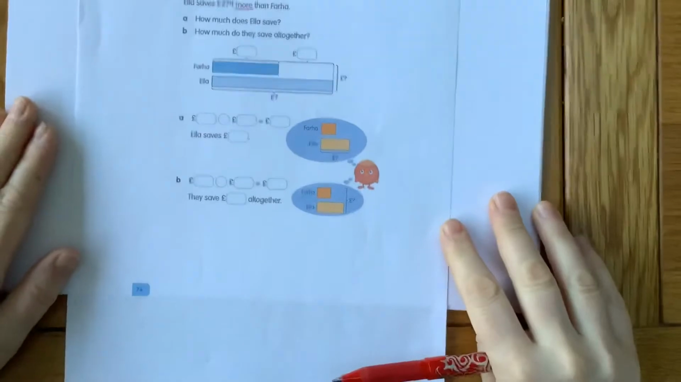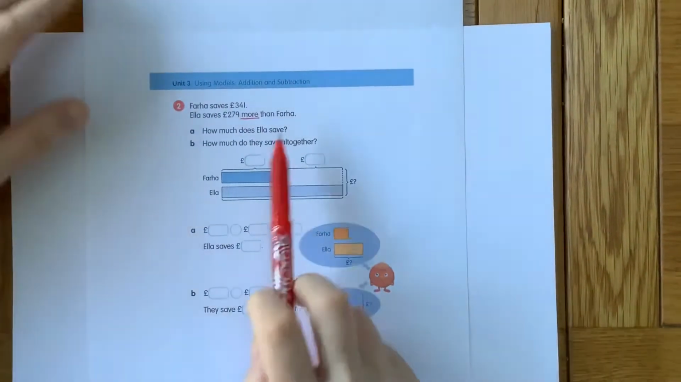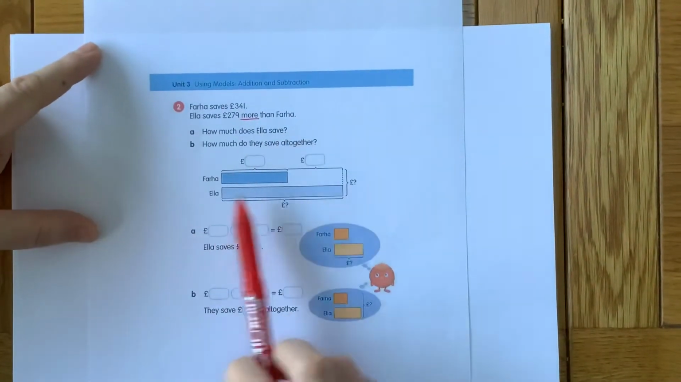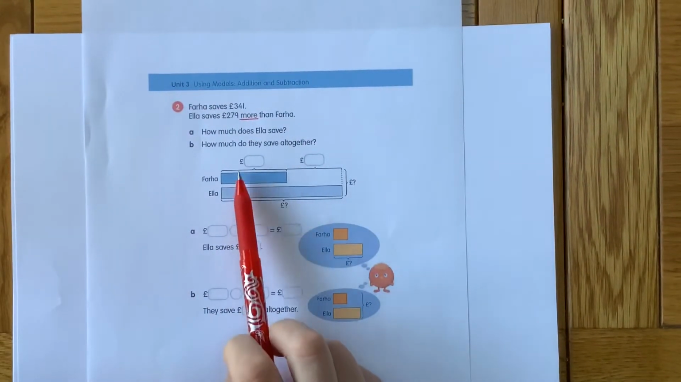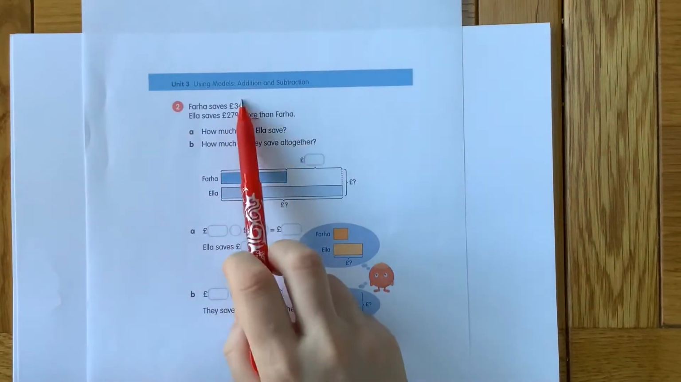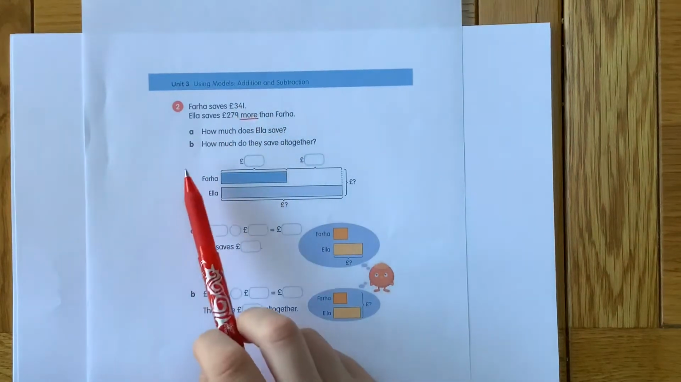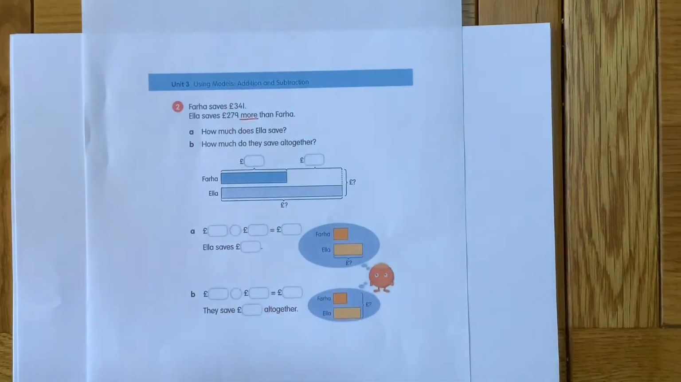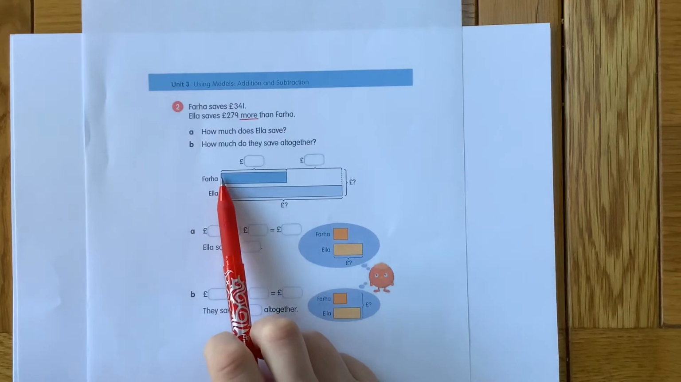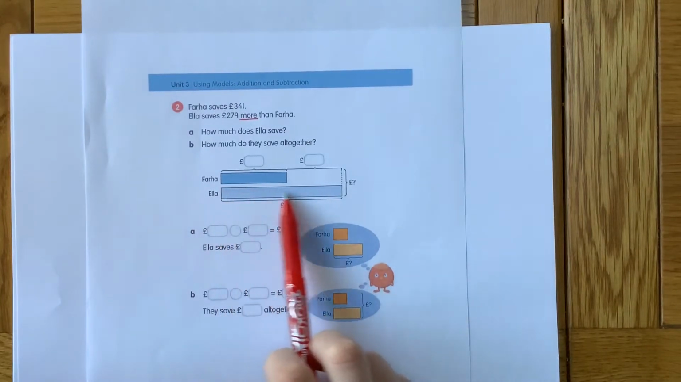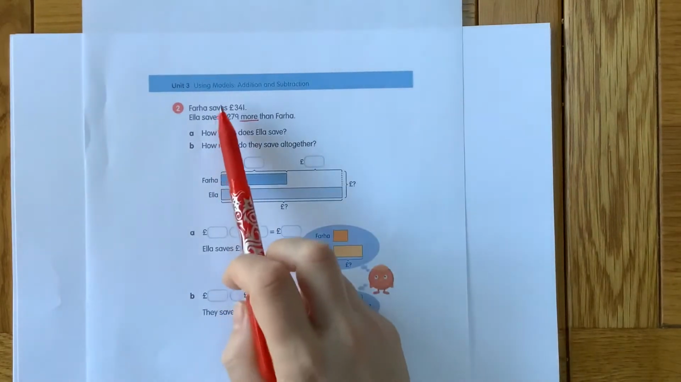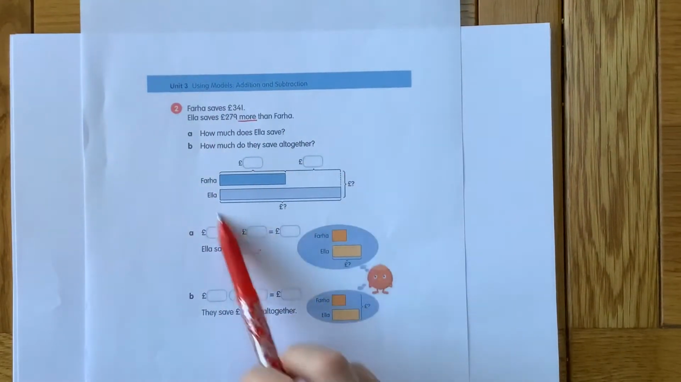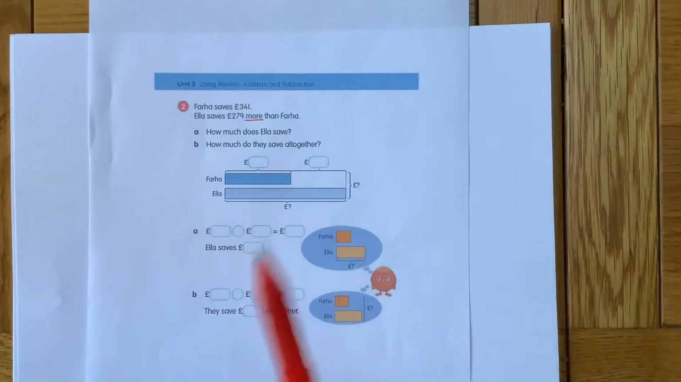Let's have a look. Okay, so how much does Ella save is the first question. Well, here's our bar. And this time we've got a bar for each of the children because we're comparing how much they've got. We're not adding it together yet. So we've got one bar for Farah and one bar for Ella. What do we know? Well, they've drawn the bar for us. We now need to populate it to put in the numbers that we know.